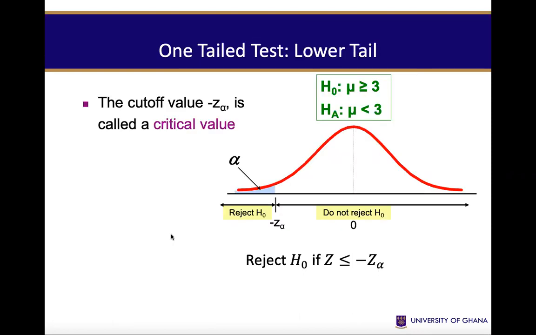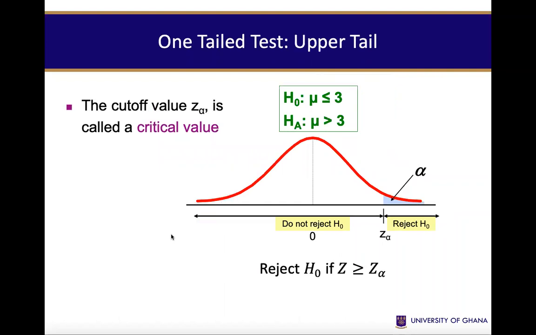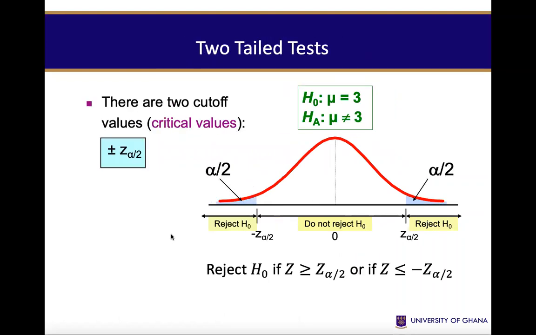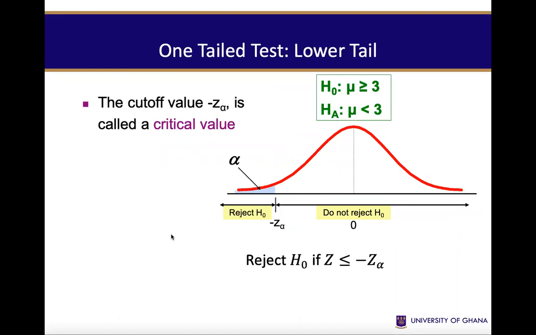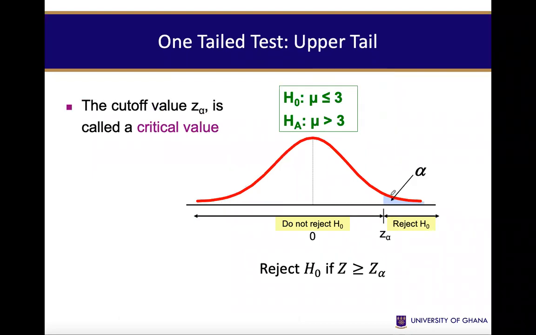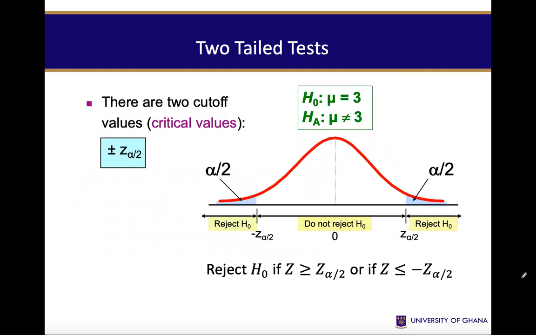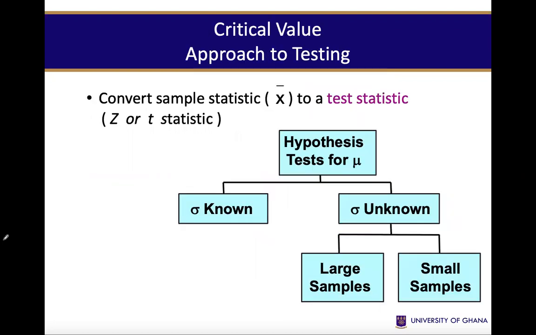So we will take an example, and then we would have a look at what we want to do. In a one-tailed test, there's only one cutoff value. There's only one critical value. But in a two-tailed test, there are two critical values. I'll come back to this, and then you will see how to explain the thing.